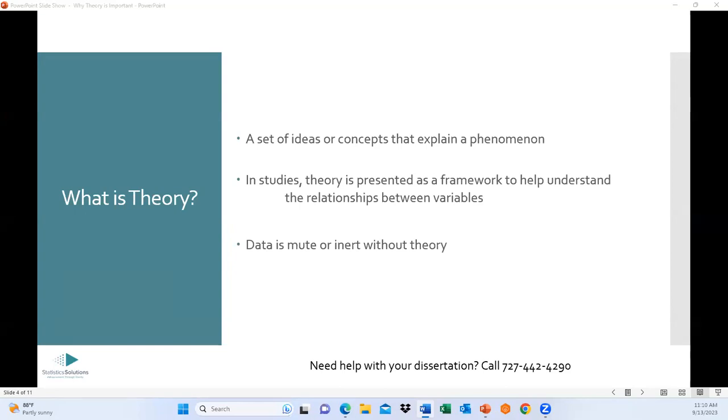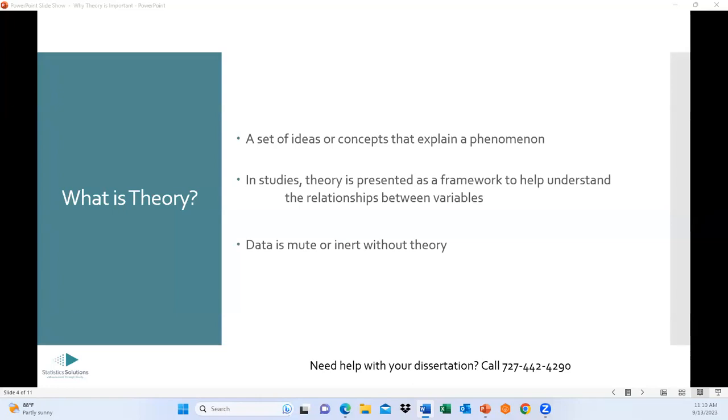In studies such as that you're probably writing for your dissertation, theory is presented as a framework, and that's to help you understand the constructs you're studying. It helps you to understand the relationships between the constructs that you're studying. And we'll cover the framework a little later in its own section.